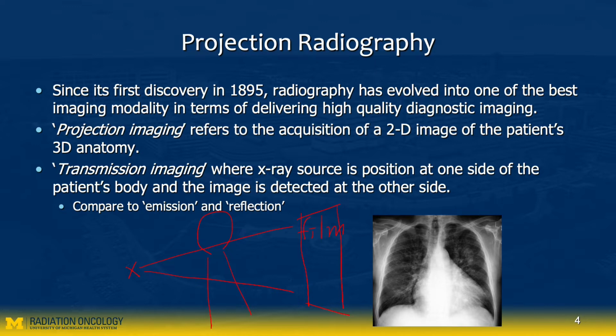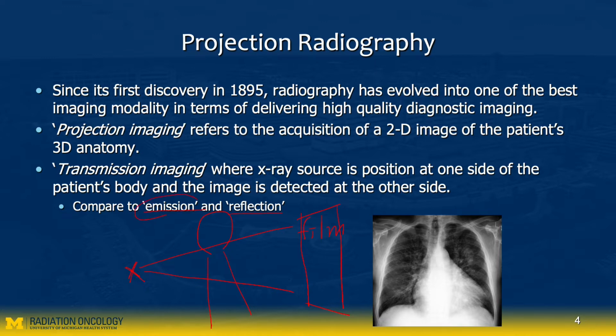All right, so let's define this term transmission imaging before we move on. Transmission is not the opposite of projection. It's rather a different concept than emission or reflection. Okay, transmission imaging is basically when your X-ray source is on the opposite side of your detection panel, but it is actually outside of the patient's body.